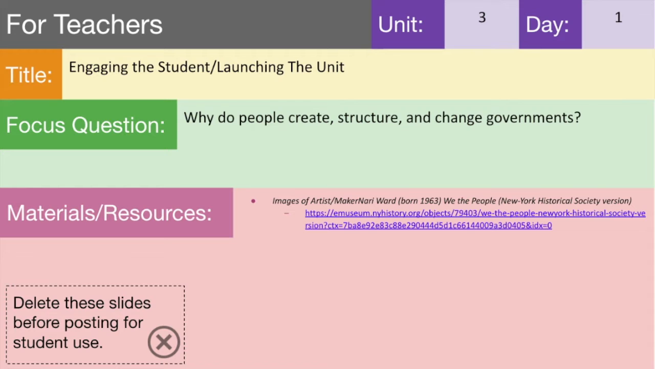In this video, I will talk about important considerations when launching a unit and how to implement synchronous and asynchronous strategies while launching the unit. For the purpose of this video, I will refer to the first lesson of Unit 3, launching the unit, but you can apply these strategies when launching any unit in person or virtually.